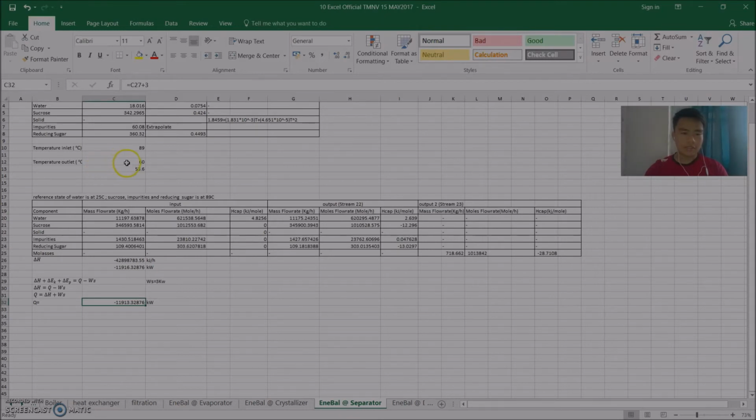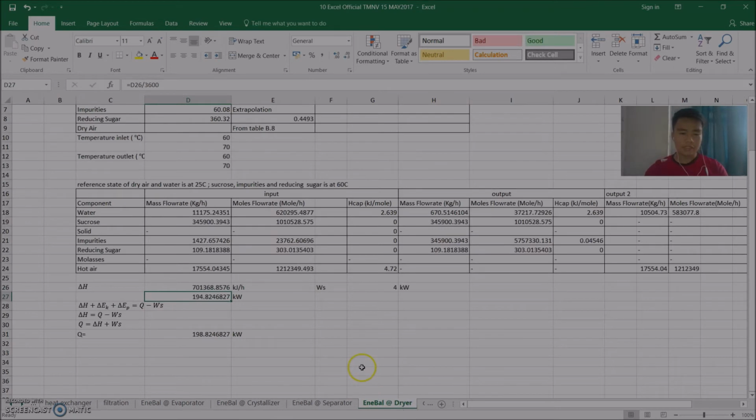Next is the separator. The inlet temperature is 89 degrees Celsius, the outlet temperature of the first stream is 60 degrees Celsius, while the second outlet stream is 53.6 degrees Celsius. First we set the reference state of water at 25 degrees Celsius, while sucrose, impurities and reducing sugar are at 89 degrees Celsius. Then we calculate the delta H, and in order to calculate the Q, we add the delta H to the shaft work of the machine, where we get the final value of negative 11,913.32876 kilowatts.